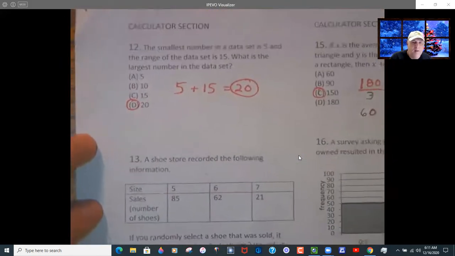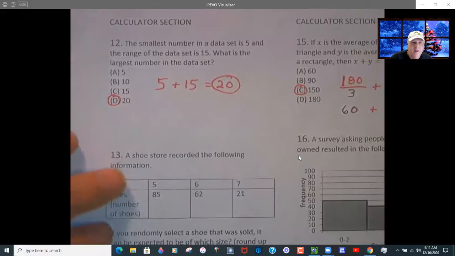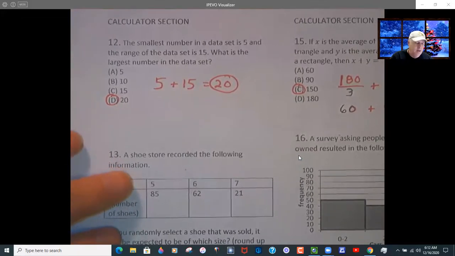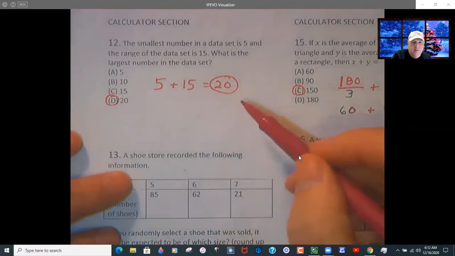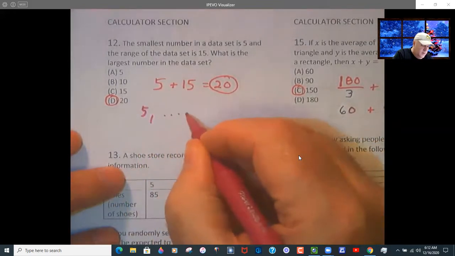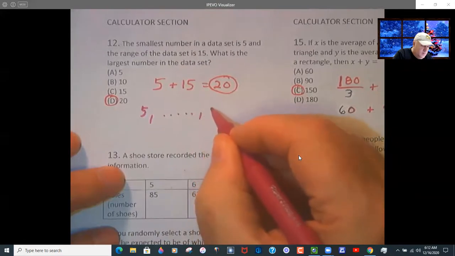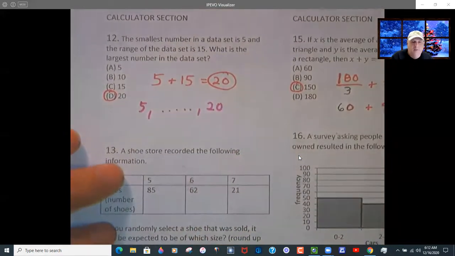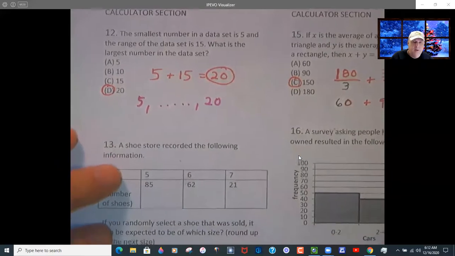All right, moving on. Problem 12, the smallest number in a data set is 5 and the range is 15. So what is the largest? So you would add the range to get to the right. So you're talking about 5 and then a bunch of numbers and then 20 is the largest. So the range would be 15.